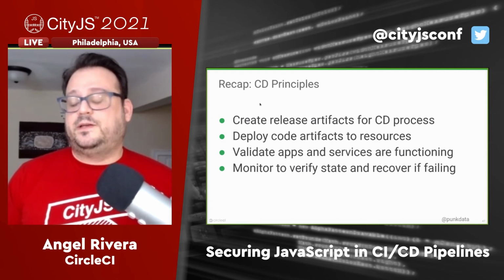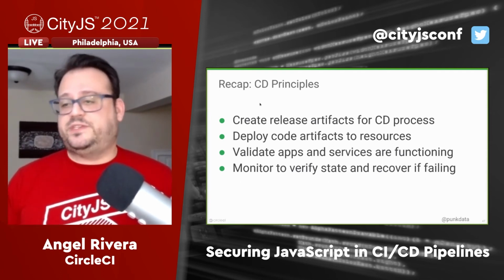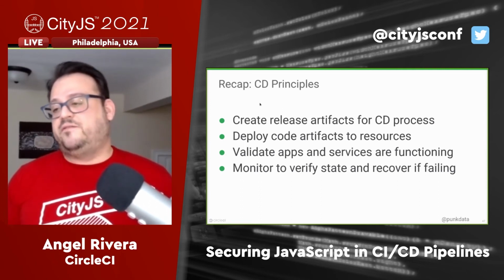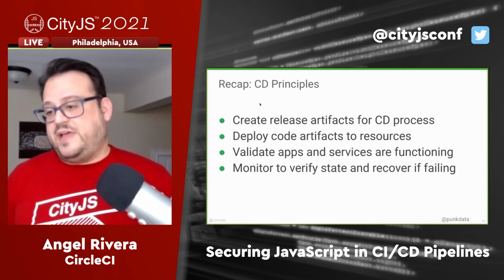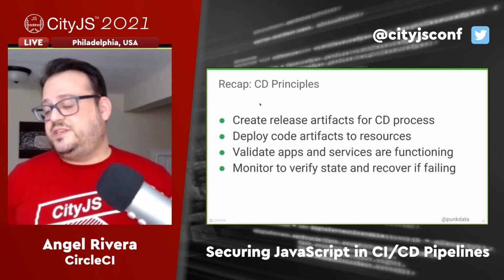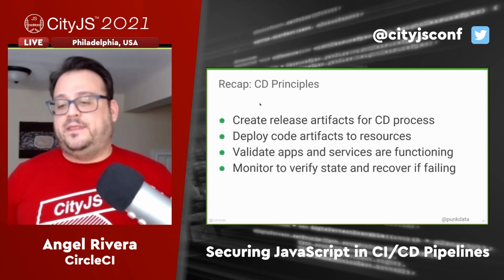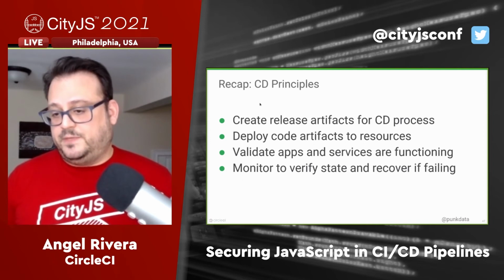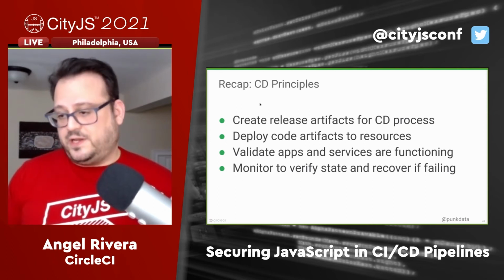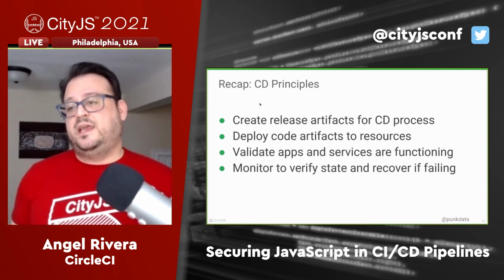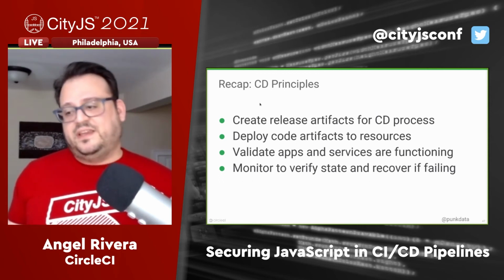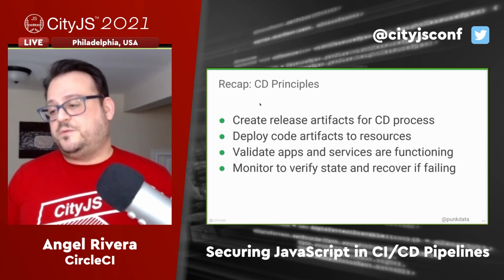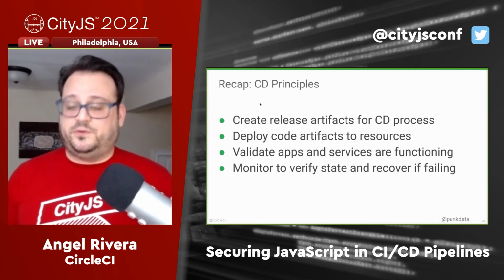With continuous deployment principles, we're creating release artifacts and deploying those to the target environments. We're also validating the applications and services to ensure that they're functioning. And then, of course, implementing a monitoring process so that you can understand the state of the application. And some of us have implemented resiliency functionality, which helps us recover those services if they begin to fail.